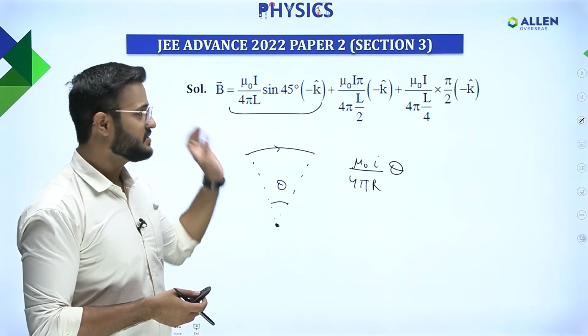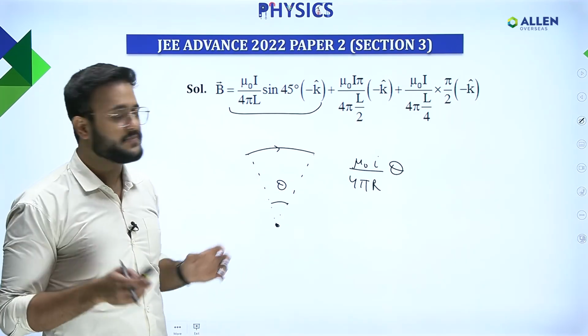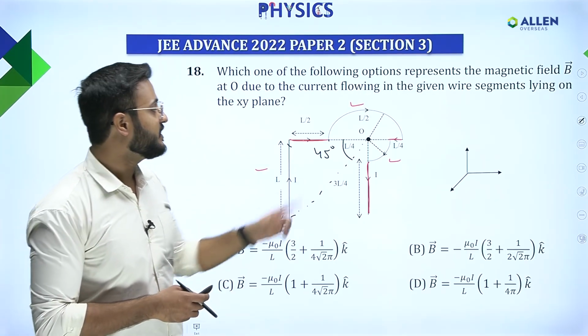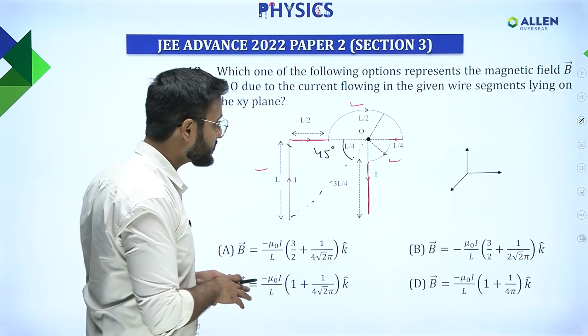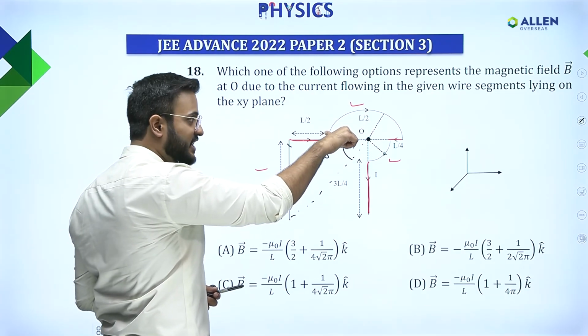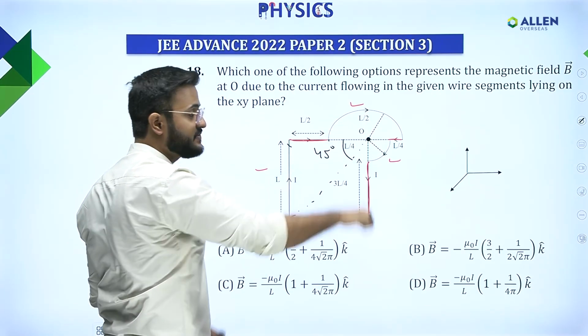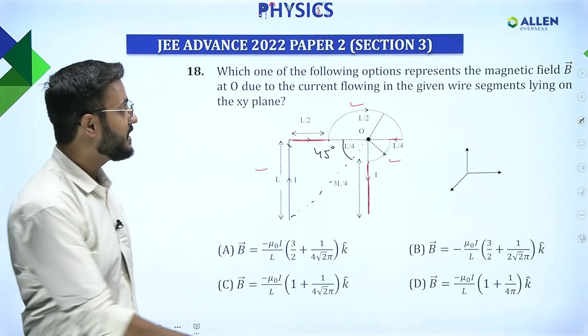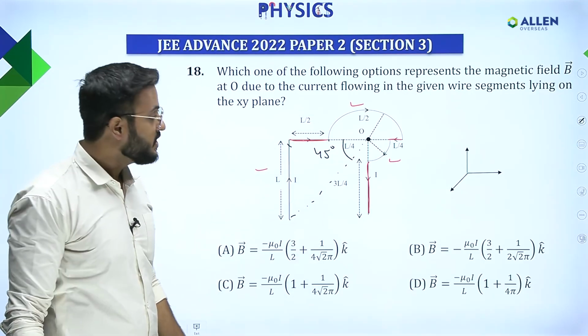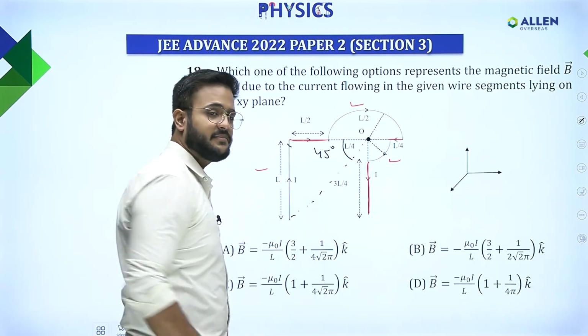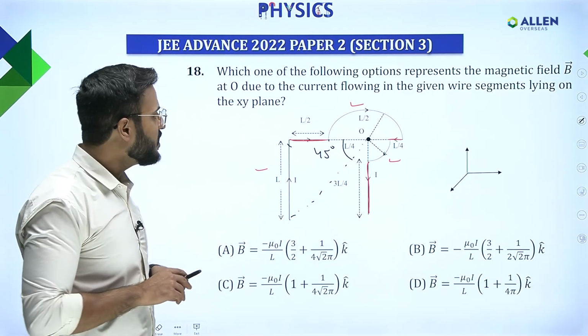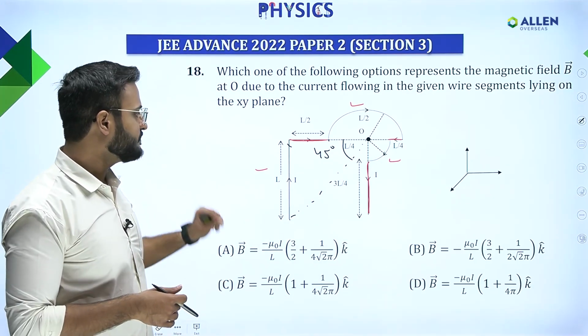Again, this is basically a formula based question. Talking about the direction of the magnetic field due to this arc, we'll curl our fingers in the direction of current, and the thumb will give us the direction of the magnetic field at this point. And for this, we can perform the same thing. So this is what the question was.